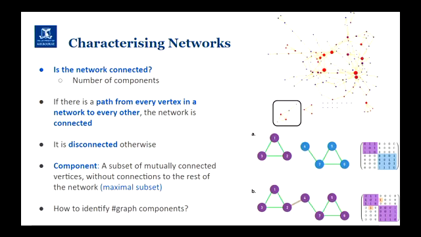And based on what we've seen on Wednesday, how would we go about identifying how many graph components we have in our network? How would anyone do this? Can I get an example? How would you identify, given a graph as an input, how many components this graph has? Grace, how would you do it?